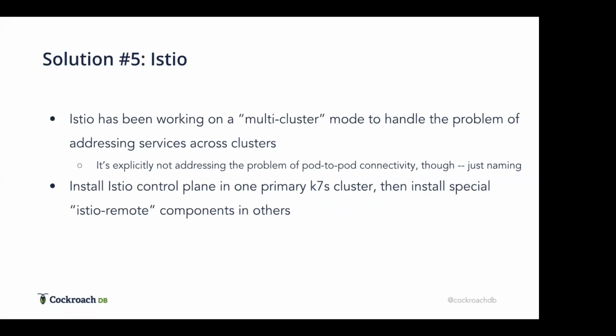It explicitly punts on the problem of enabling pod-to-pod communication though. All it's doing right now is naming. And what you do is you install the Istio control plane in one primary Kubernetes cluster. Sorry for that K7S typo. And then you have to install this special Istio remote component in all of your other clusters.